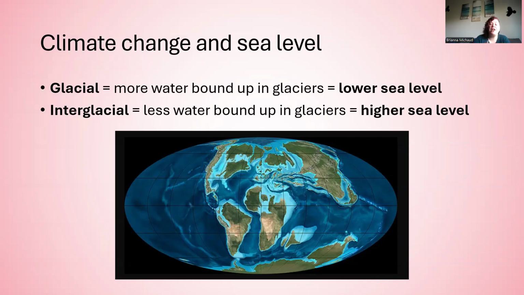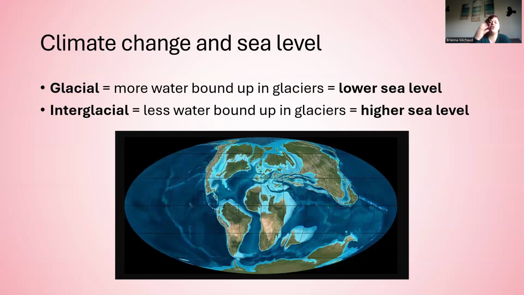Climate change and sea level. So during a glacial time period, again, that's when it's colder, that means more water is frozen in glaciers that are on land. So you have more of those thick, giant land ice structures. That means more of the water is in glaciers, so less of it is in the oceans, and sea level goes down. So during a glacial time period, sea level is lower. During an interglacial, when it's warmer, more of those glaciers melt, that water goes into the ocean, and sea level goes up. So during an interglacial, sea level will be higher.